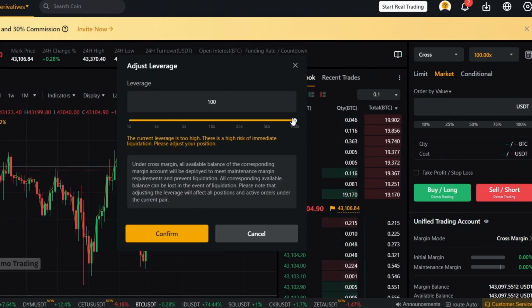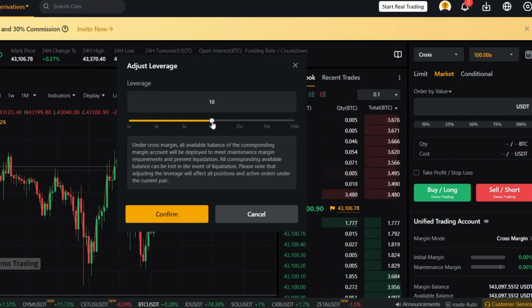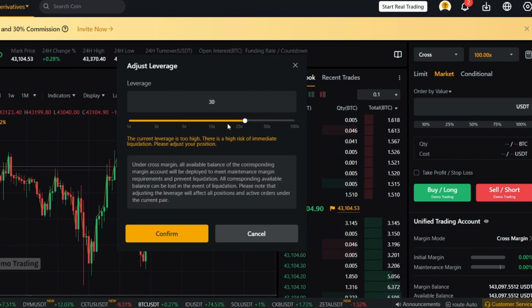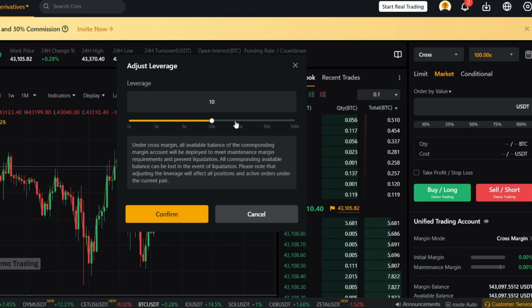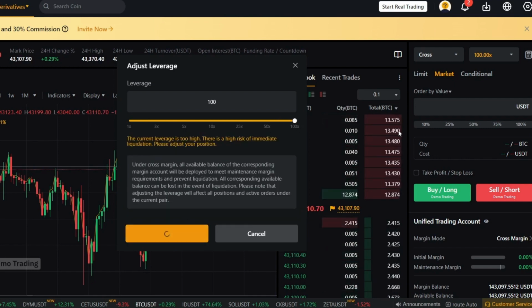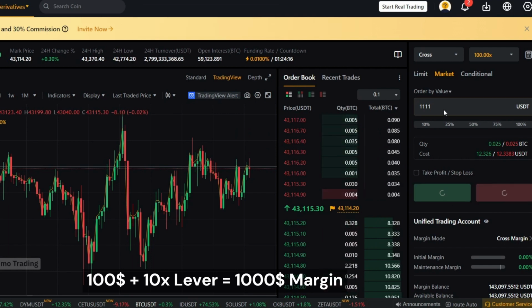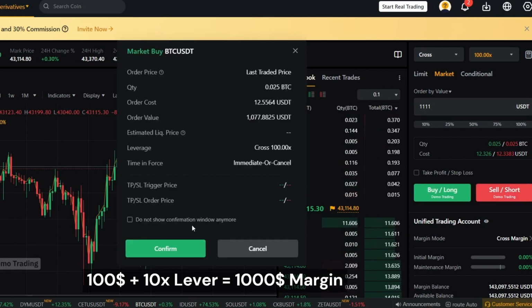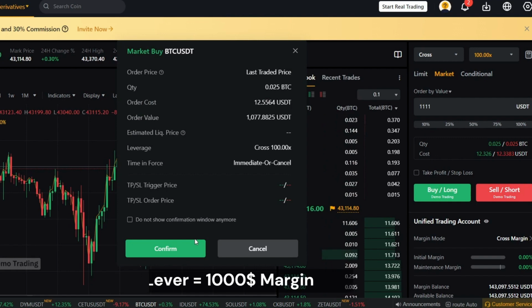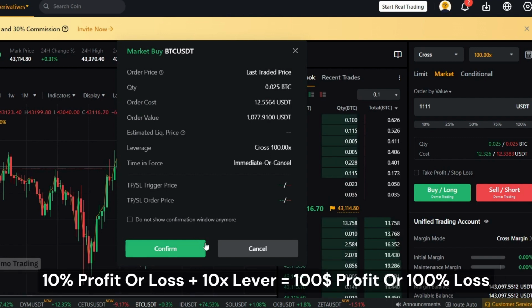Let's talk about leverage now. In futures derivatives, you can trade with leverage. The leverage will act as a multiplier of the margin you use to open a trade. So for example, if you open a trade with 100 USDT, a 10x leverage will multiply that by 10, and it will be as if you were trading with 1000 USDT, and it will also multiply the percentage gained or lost.